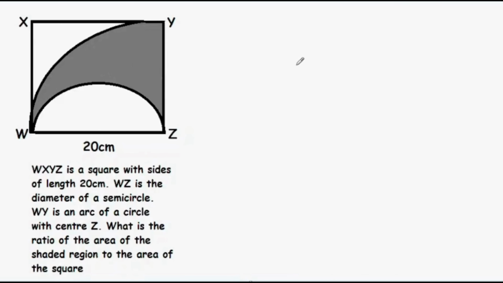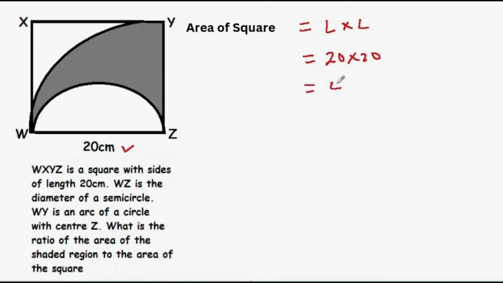Good day everyone. In today's video we are going to attempt to find the ratio of the area of the shaded region to the area of the square. It's pretty easy to find the area of a square. The square is WXYZ, and the area of a square is L squared, that is length times length. The length of the square is 20 centimeters, we're given. So this is 20 times 20, and this is going to give us 400 centimeter squared.